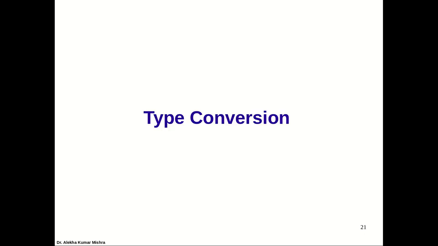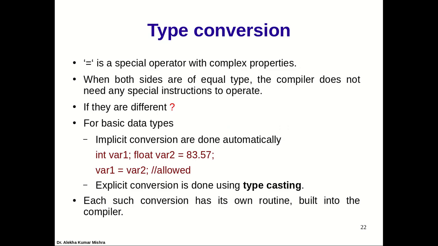Then the second part is type conversion. Assignment is a special operator. It can assign from the right-hand side value to the left-hand side. When both sides are of equal type, the compiler does not need any special instruction. Only when they are different does the compiler need to be informed, whenever it is in a conflicting situation.